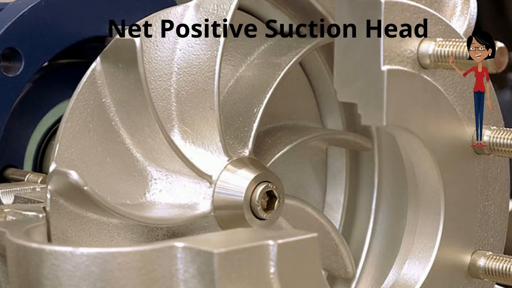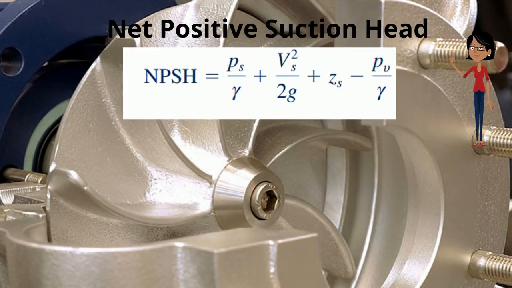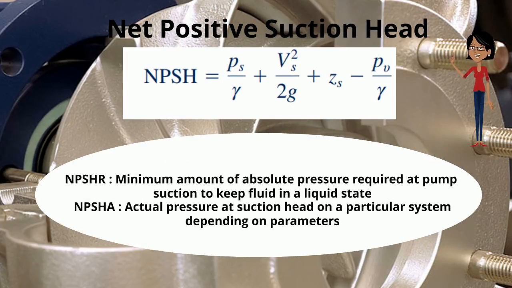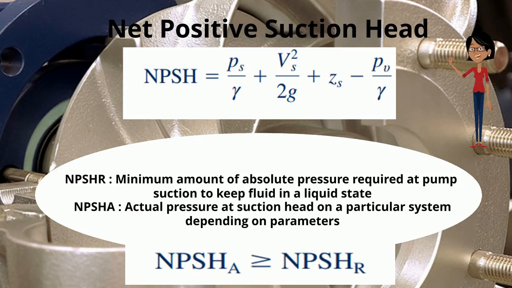Net positive suction head is a vital performance factor. It can be calculated with the given equation. NPSHR is the minimum amount of absolute pressure required at the pump suction head to keep the fluid in a liquid state. NPSHA is the actual pressure at the suction head on a particular system depending on parameters such as liquid boiling point and installation type. NPSHA value has to be higher than or equal to the required value to operate the pump by preventing cavitation.